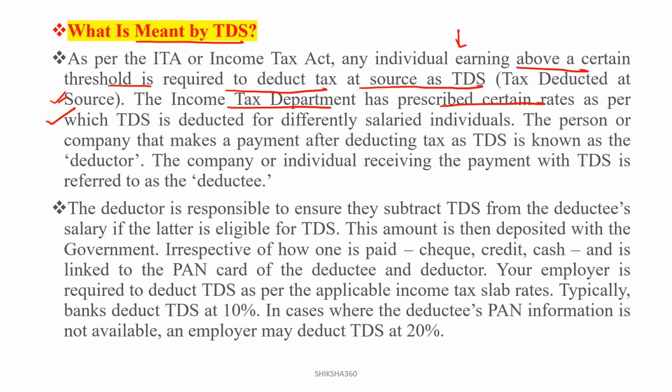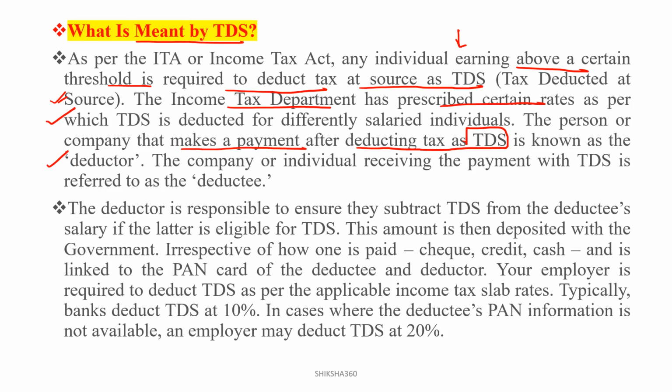The person or company, very, very important. Here we have to discuss the two words, deductor and deductee. The person or the company that makes a payment after deducting the tax as TDS is known as the deductor. Clear? The person or company that makes the payment after deducting the tax as TDS is known as the deductor. Clear? That company is known as the deductor.